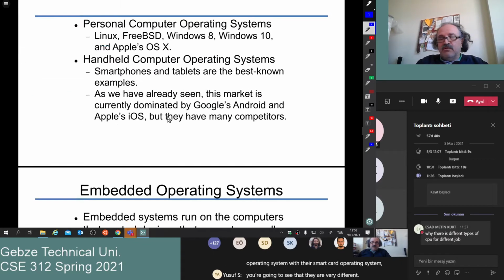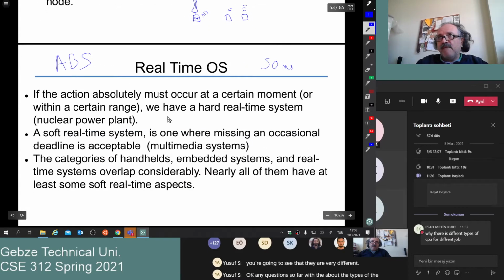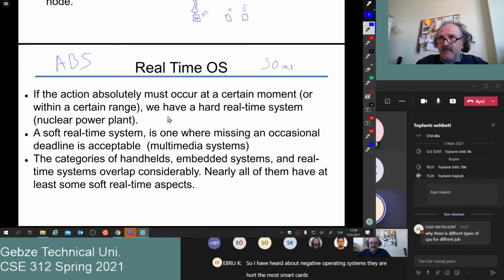Any questions so far about the types of operating systems? Sir, I have heard about native operating systems. I heard them on smart cards. Do you have any idea about them? What kind of operating systems, Ebru? Native operating systems. I don't know what you mean by native operating system.